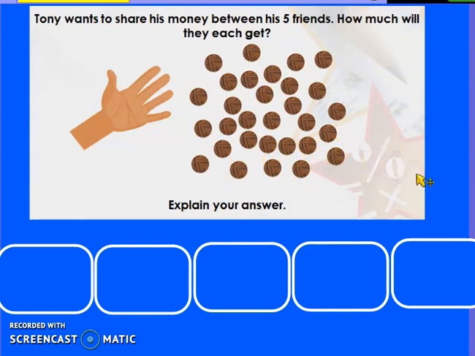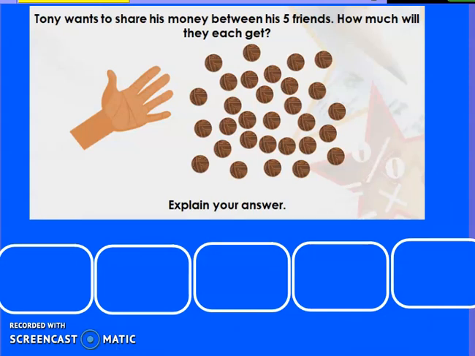Tony's got 30 coins. Pause the video and draw yourself 5 circles or bubbles to represent Tony's 5 friends. And together we'll share the coins equally and find out how much each person gets. Press play when you're ready to work on the problem.